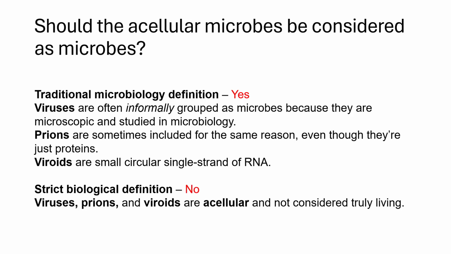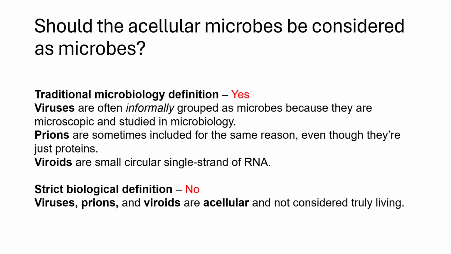But by a strict biological definition, the answer is actually no, because they lack the essential cellular machinery that's needed for independent replication. Remember, viruses rely on a host cell to make more virus copies. Prions rely on a misshapen prion protein to force other prion proteins to misfold. And viroids are just a circular-shaped RNA molecule that relies on the plant host cell to make more copies of this circular RNA molecule.